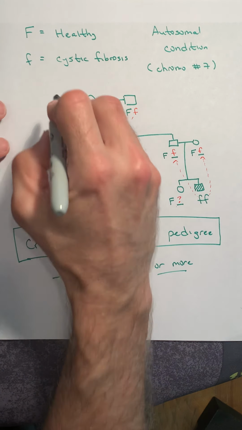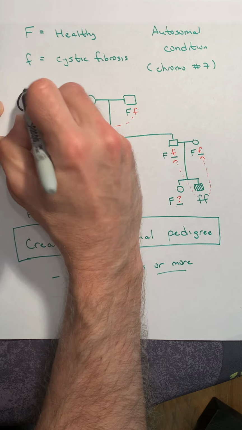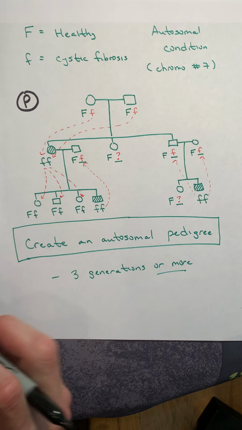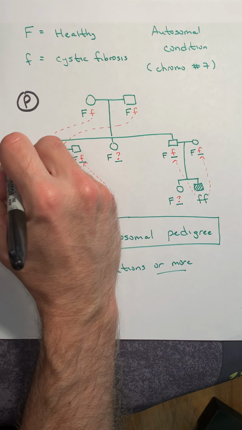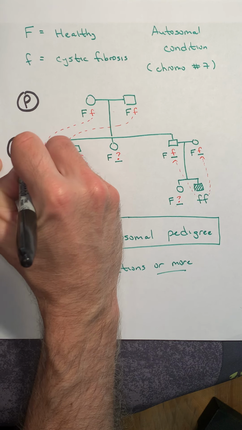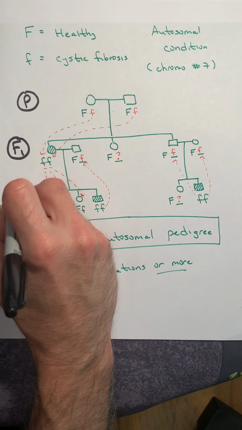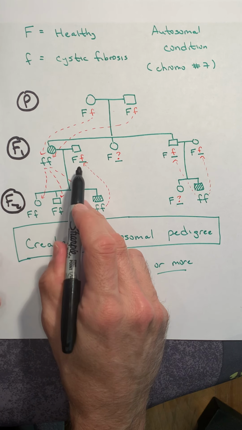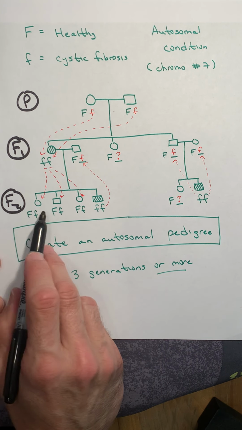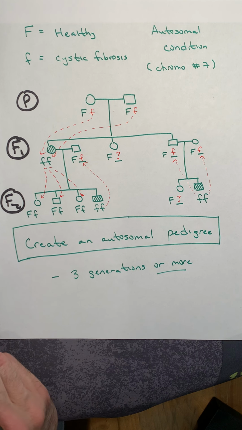Well, you have your P generation here, your parental generation. Then filial in Latin means offspring or child. So this is your first filial, or what's referred to as your F1. And then this is your F2. And it's just coincidence that I used cystic fibrosis and the F here. These Fs aren't necessarily linked, okay?